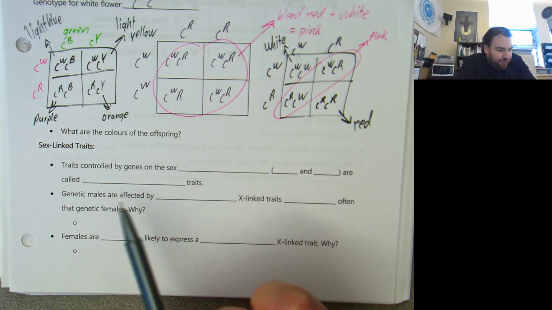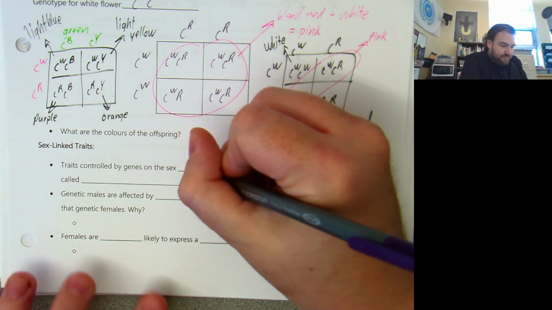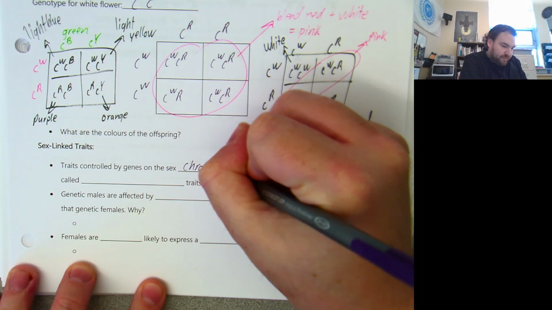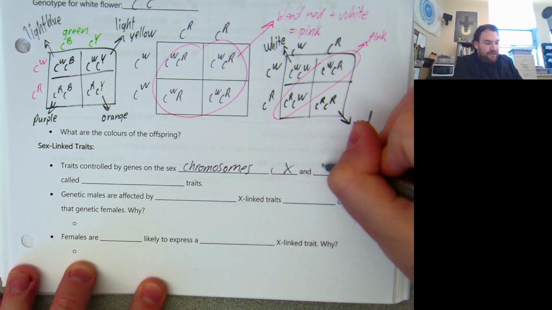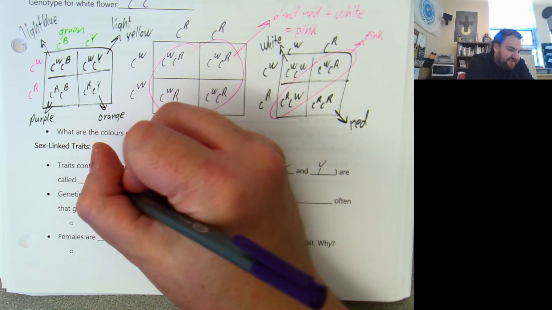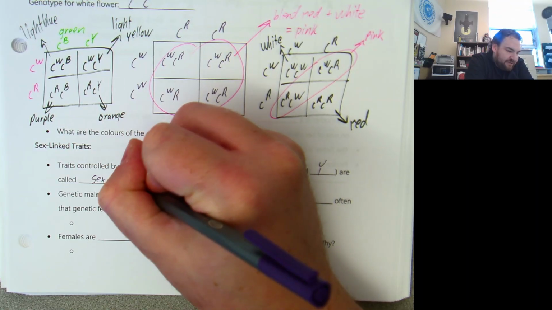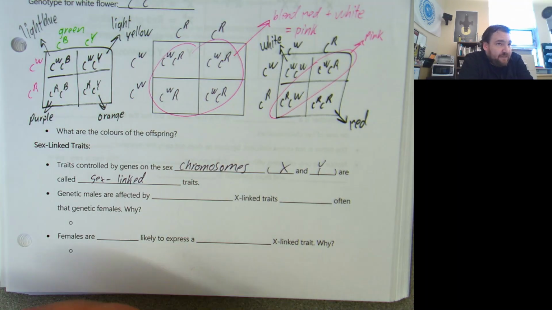Traits that are controlled by genes on the sex chromosomes. For those of you who aren't sure what those are, the X and Y chromosomes. Traits for genes on these chromosomes are called sex-linked traits, because whether or not they are expressed is connected to whether or not you are biologically male or biologically female, or genetically male or genetically female.